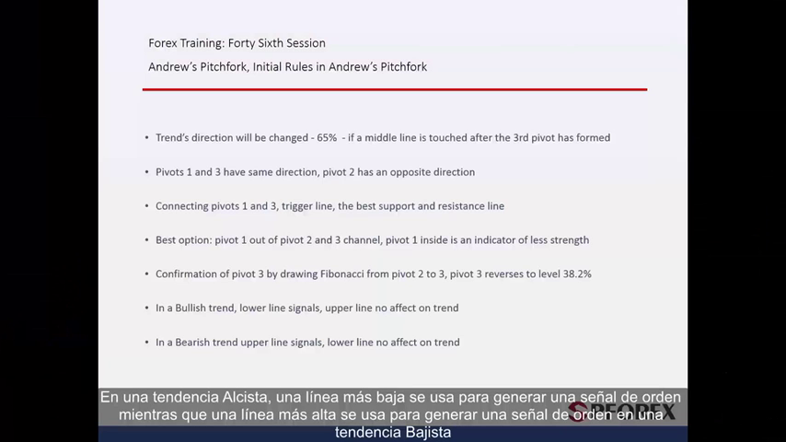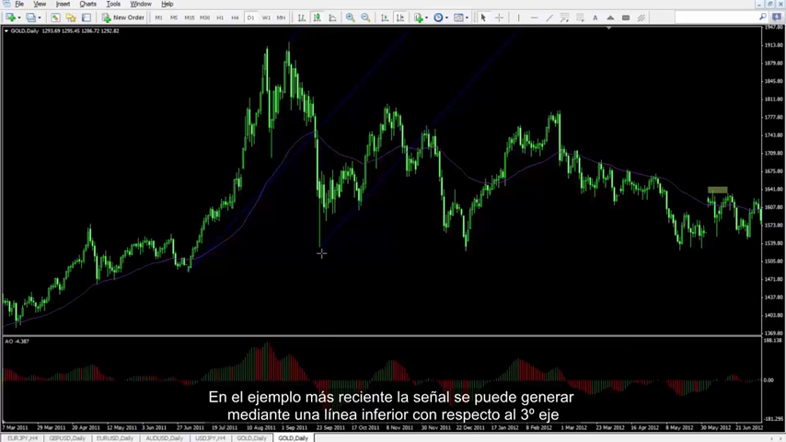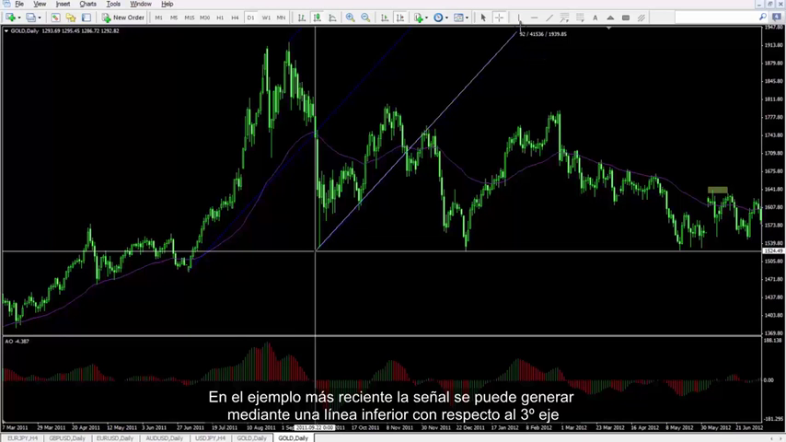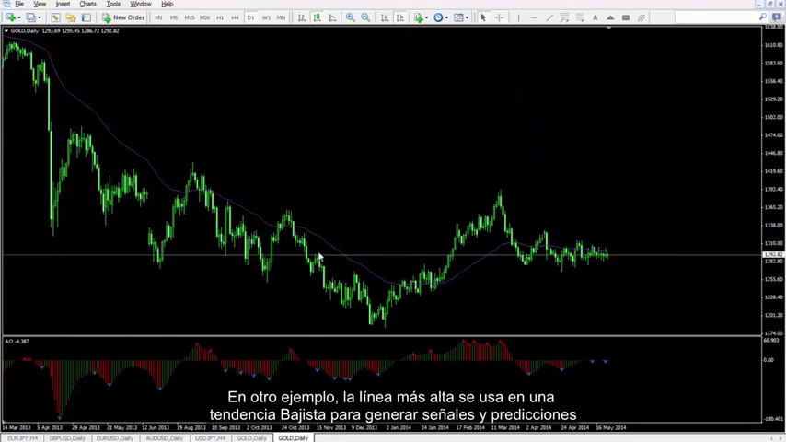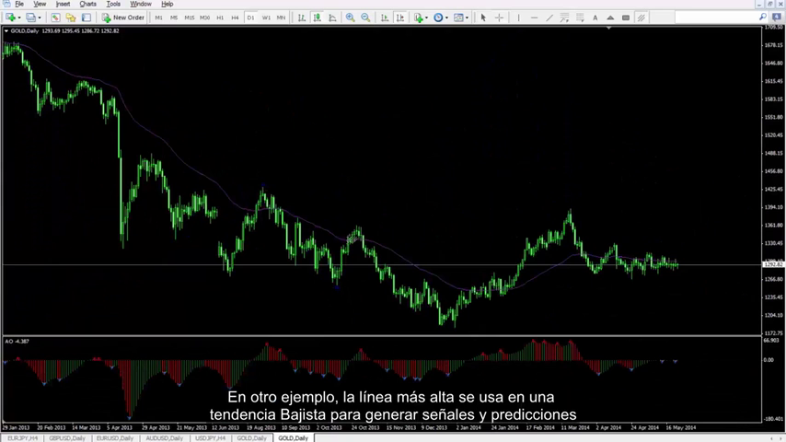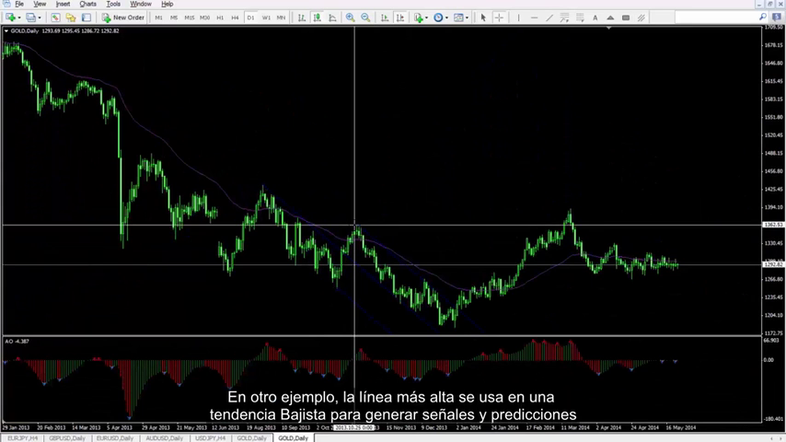On a bullish trend, a lower line is used to generate an order signal, while a higher line is used for generating an order signal in a bearish trend. In the recent example, a signal can be generated by a lower line from the third pivot. In another example, the highest line is used in a bearish trend to produce signals and predictions.